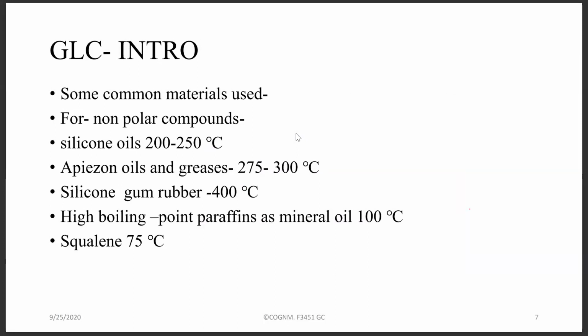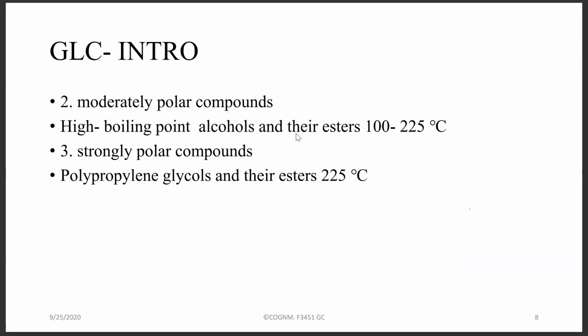Some common materials used for non-polar compounds: we use silicon oils with temperatures between 200 to 250, apiezon oils and greases for 275 to 300, silicon gum rubber for 400 degrees, high vacuum paraffin or mineral oil at 100 degrees Celsius, and squalane for substances around 75 degrees Celsius. That's all based on the temperature at which GLC operates.